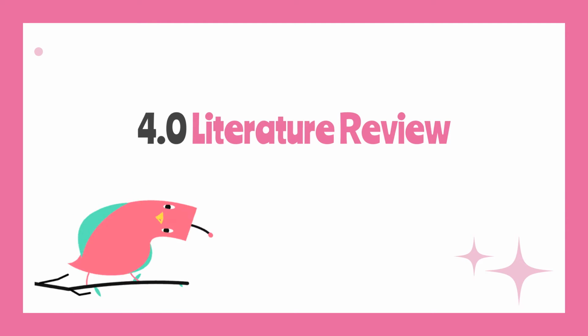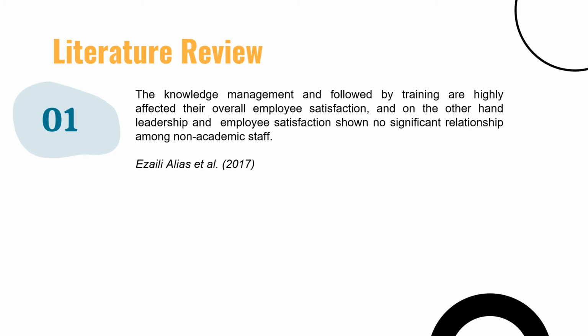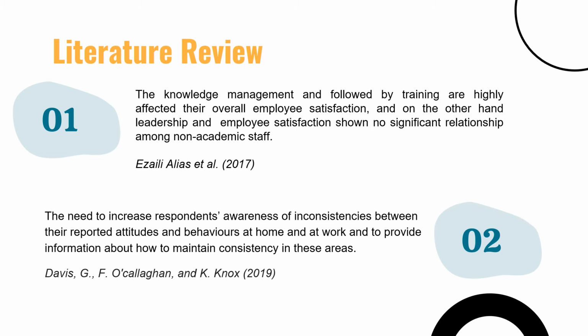Part 4. Literature review. First, knowledge management followed by training highly affects overall employee satisfaction, while on the other hand leadership and employee satisfaction show no significant relationship among non-academic staff, by Xylee Alias. Second, there is a need to increase respondents' awareness of inconsistencies between their reported attitudes and behaviors at home and at work, and to provide information about how to maintain consistency in these areas, by Davis.